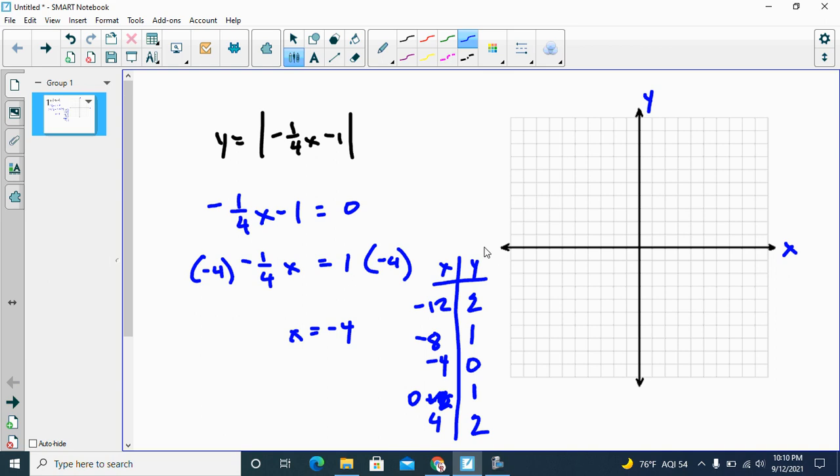So negative 12, 2. It's a little bit off my graph, but right about there. Negative 8, 1. Negative 4, 0. 0, 1. And 4, 2. And draw our graph. And we've got our absolute value function in the shape of a V. It does open up, which makes sense because the value out in front of the absolute values is positive.